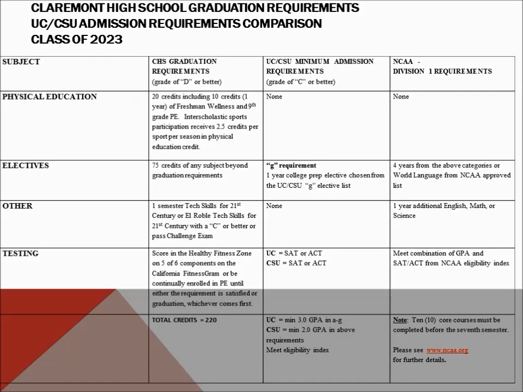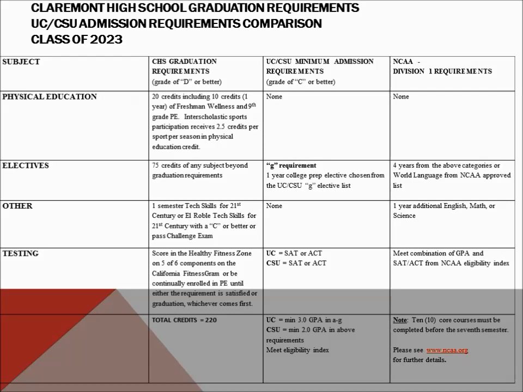Moving on, we will see that the next subject requirement for graduation is PE. Now, you don't need PE for college purposes, but you do need 20 credits of it to graduate from Claremont High School. Fortunately, most of you have completed or are completing freshman PE this year, and that means you would only need 10 additional PE credits between now and graduation.